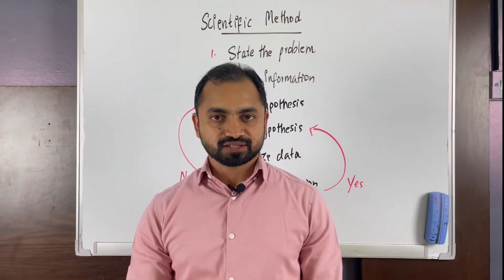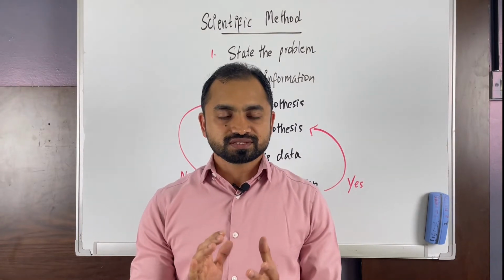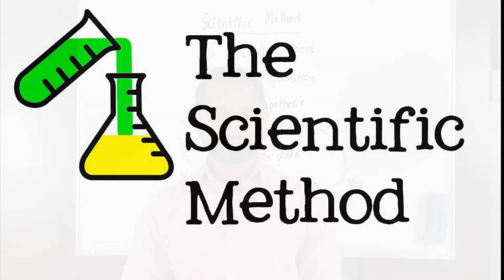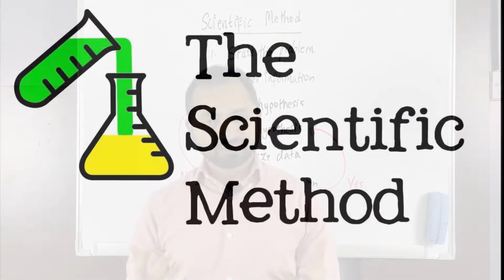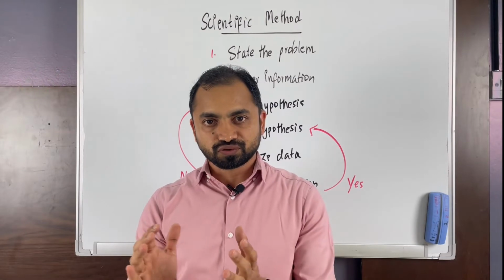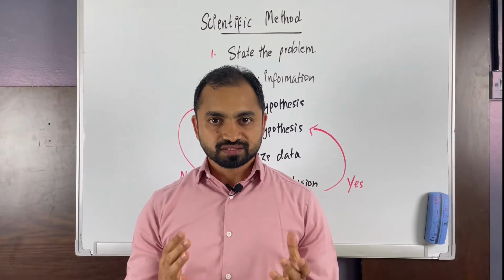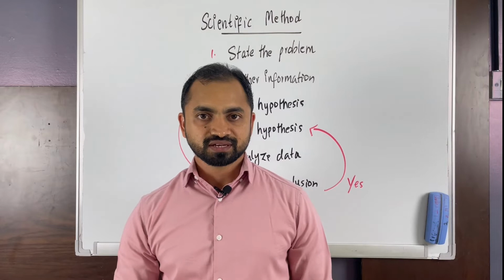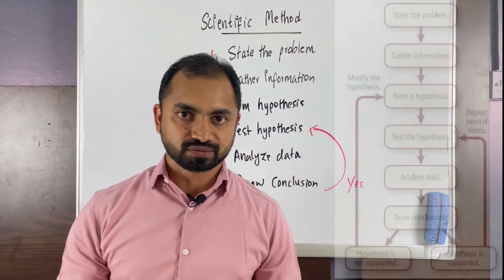Welcome to Mass Academy. In this video, we are discussing scientific methods. While conducting an investigation, scientists often follow a series of steps. This is called the scientific method. There are 6 steps in the scientific method.